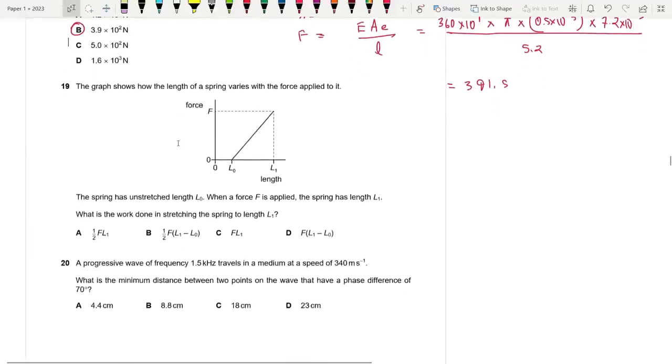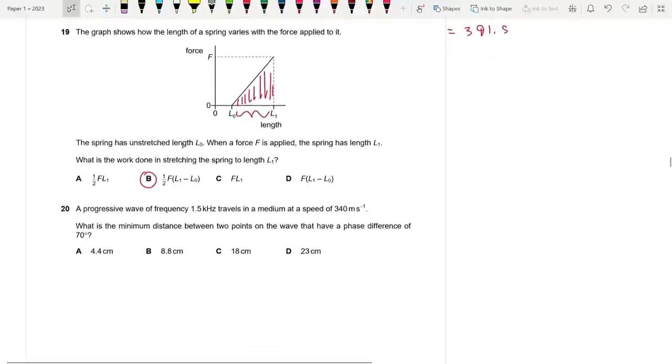19. The graph shows how the length of a spring varies with the force applied to it. The spring has unstretched length L0. When a force F is applied, the spring has length L1. What is the work done in stretching the spring to L1? Always remember that work done is the area under the force-extension graph, where we have to consider the extension. So we can only consider L1 minus L0, right? So it's a triangle with area half times height, which is F, times the extension, which is L1 minus L0. So clearly 19 is B.